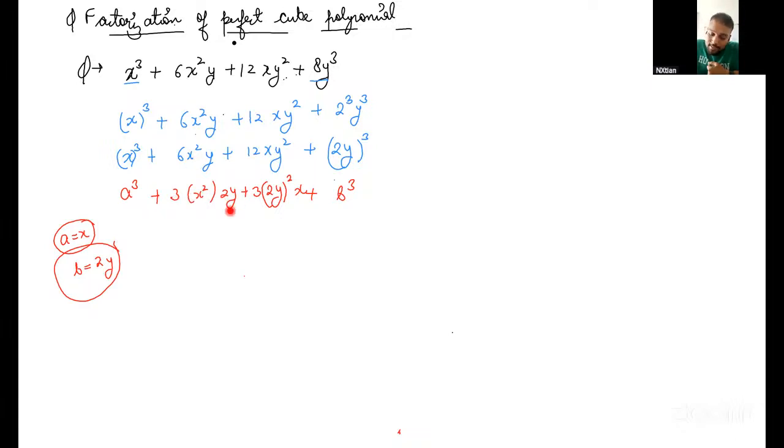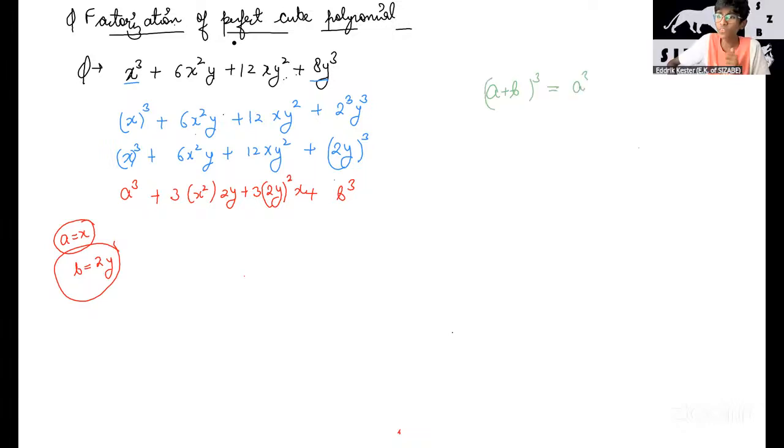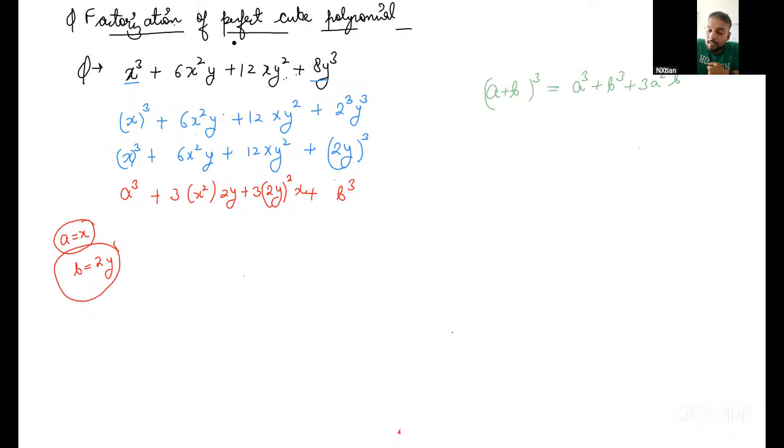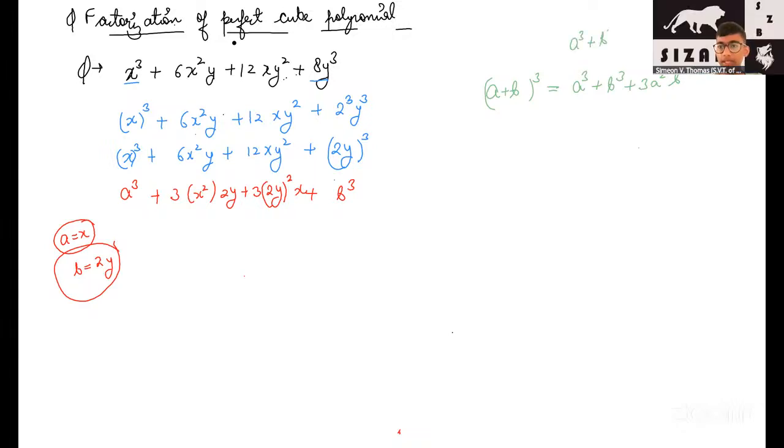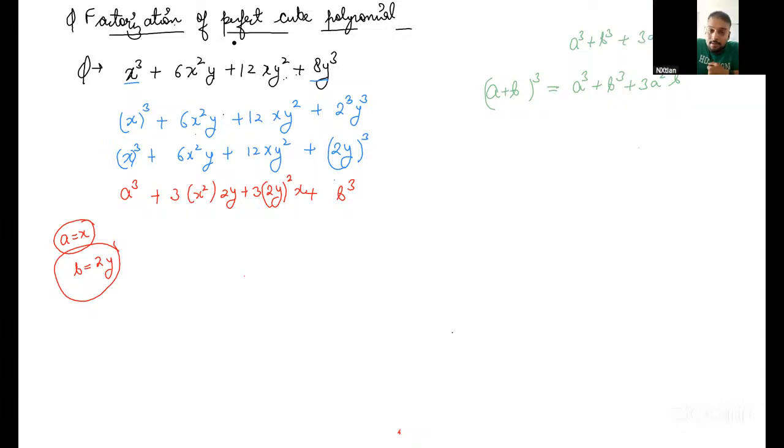I split it like that because I know the identity. Do you know the identity, guys? What is the identity of a plus b whole cube? Can you tell me, Adric? a plus b whole cube is a cube plus b cube plus 3ab into a plus b. See, listen, guys. This 3ab into a plus b, if I multiply it, it will become 3a square b plus 3ab square.